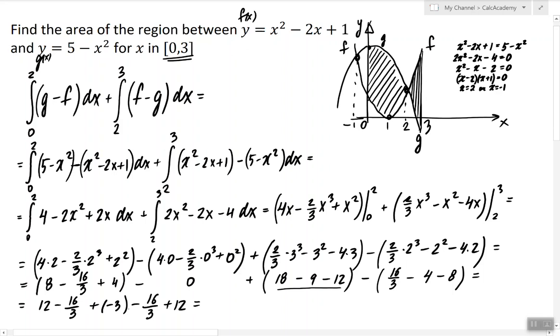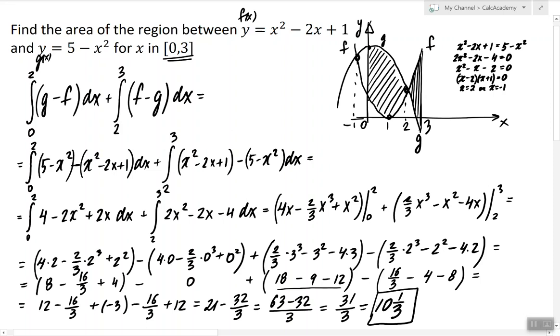So we have 21 minus 32/3. So finding the common denominator 3, it is 63 minus 32/3. So the answer is 31/3, or 10 1/3. So this is the total area between the two given functions, or between the graphs of two given functions on the interval from 0 to 3.